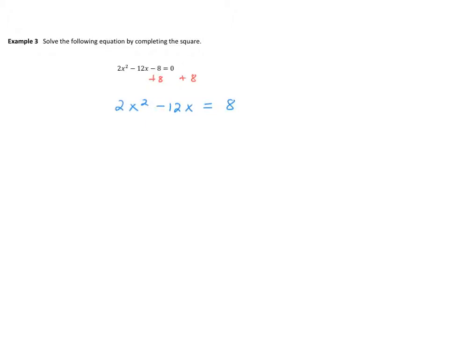Perfect. But there's a problem. There's this 2 here, and for this process to work, I want this to be a 1. But that's simple to do. I can divide both sides by 2, and it will cancel this 2 and change it to a 1. So step 2, it's not trivial this time, but I'm dividing both sides by 2. That means 2 gets divided into both of those terms. 2x squared divided by 2 is just x squared. Negative 12x divided by 2 is negative 6x. And on the other side, I have 4.